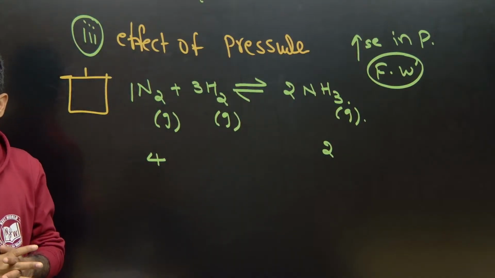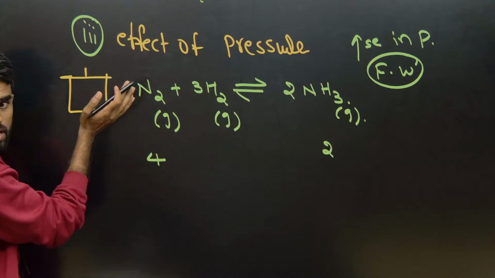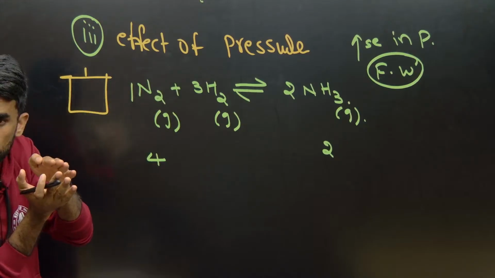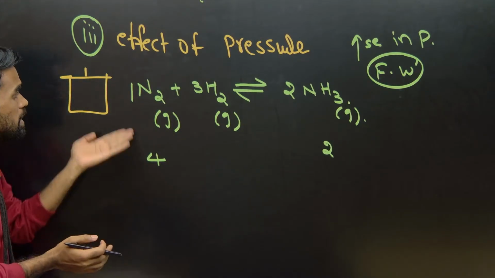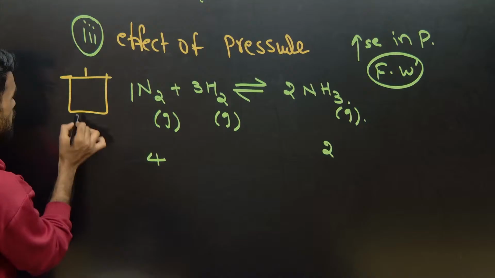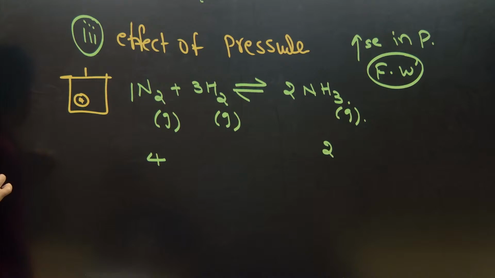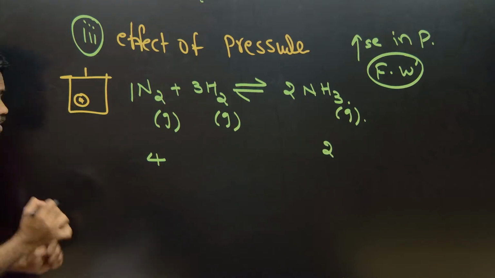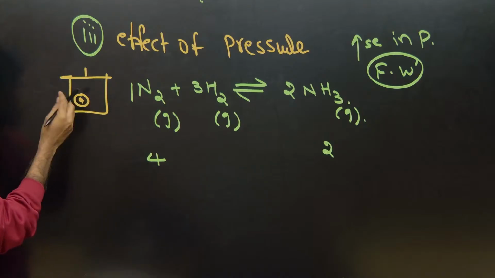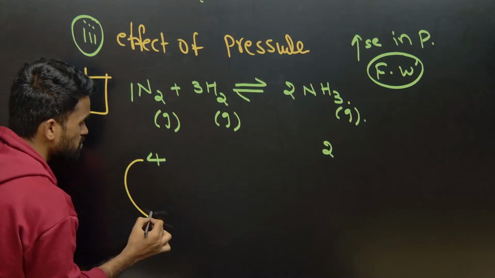Why is it? Because if I increase the pressure, what happens to the volume? It decreases. So if I increase the pressure, the number of gas molecules present in unit volume increases. For example, initially in unit volume we have 4 reactant molecules. By increasing pressure, the number of molecules in unit volume increases. Let us say it doubles, so 4 becomes 8.